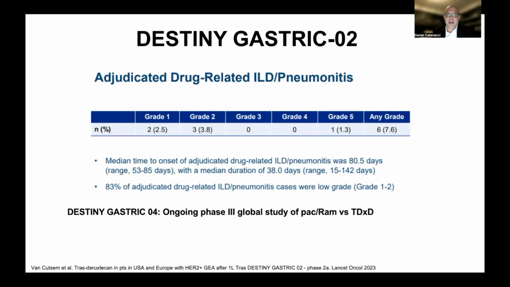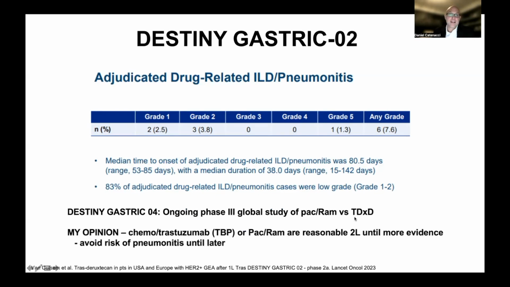in my view, I would wait for the results of the ongoing phase 3 head-to-head study called Destiny Gastric 4 before using T-DXd in that second line. Other oncologists feel differently, but my opinion is, in the meantime, we have good options in that second line setting, whether it's chemo plus ramucirumab or chemo plus continued trastuzumab beyond progression, which there's ample evidence to do so, and save T-DXd till later when we don't have great options, and the risk of pneumonitis is then more acceptable.